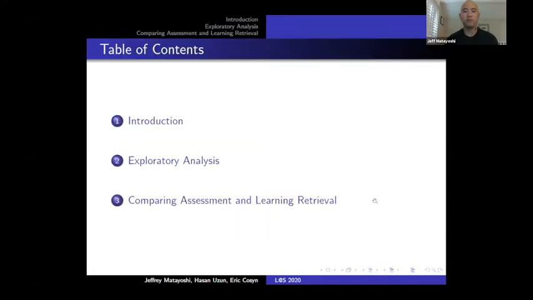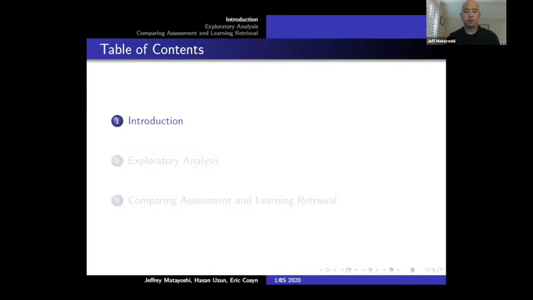Okay, so here's a brief outline of what we'll be going over. We'll start with just an introduction of the problem and a little bit of background on the specific ITS we're looking at. We'll then go over some exploratory analysis, some high-level results from our data, and then we'll go into a slightly more direct comparison on two types of retrieval practice that we see in this system. One we're going to call assessment retrieval, and the other we're calling learning retrieval.